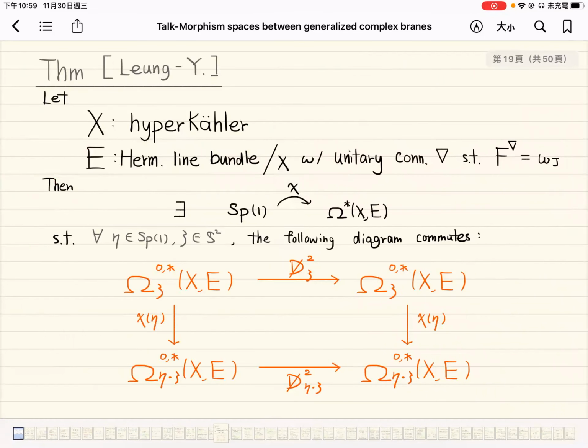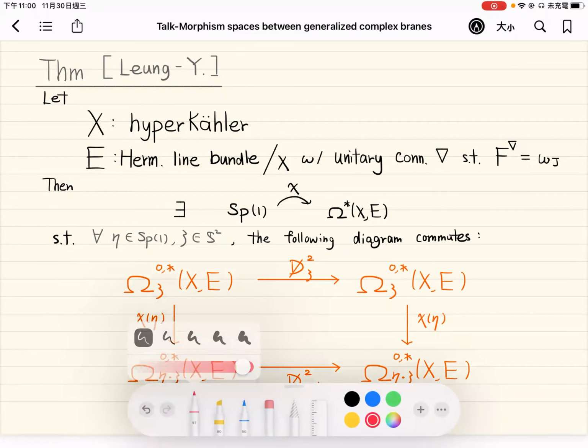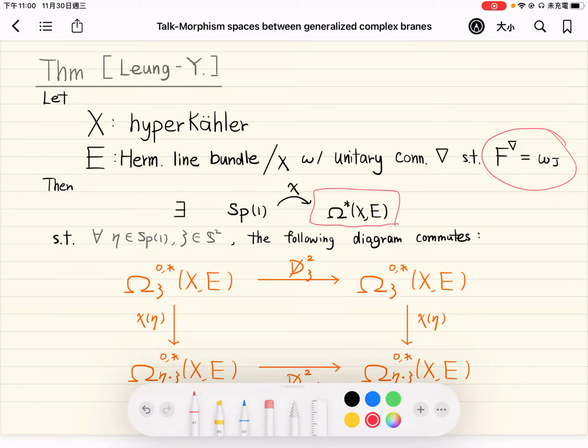So here is our theorem. First of all, we need to fix a hyperkähler manifold X. And then we equip the hyperkähler manifold X with a Hermitian line bundle E with a unitary connection, such that the curvature is omega J. So maybe you can also think that this is a pre-quantum line bundle with respect to the Kähler class, the Kähler form omega J on the hyperkähler manifold X. And then we find that there is a very mysterious, natural but hidden Sp(1) action acting on the E-twisted differential forms on X.